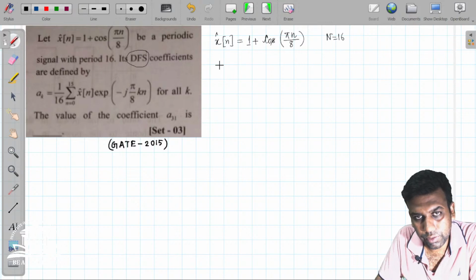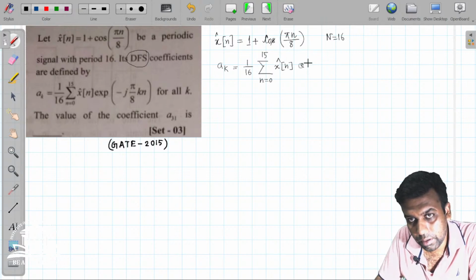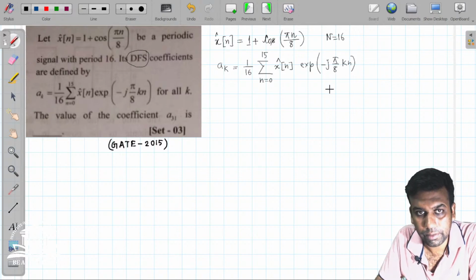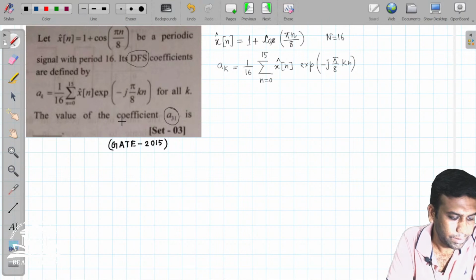Its DFS coefficient, that is the discrete Fourier series coefficient, is given by AK equals 1 by 16 summation n equals 0 to 15 of x cap n times exponential of minus j into pi by 8 kn, for all values of k. Then find the coefficient A31. So we have to find the value of A31.